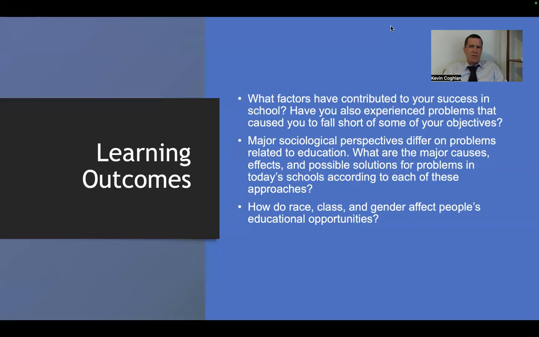Okay. We're going to be looking at major sociological perspectives and how they deal with education. I have a slide in the theories. We'll talk about that. We're going to look at the causes, effects, and possible solutions for these problems. How can we reduce inequality? How can we make the education system more equitable so that society is more meritocratic? And again, how does race, class, and gender affect people's educational opportunities?